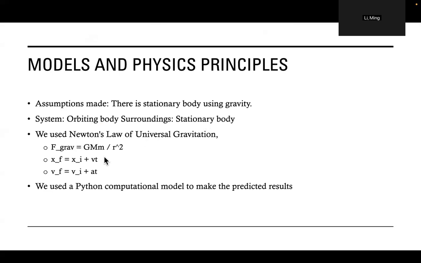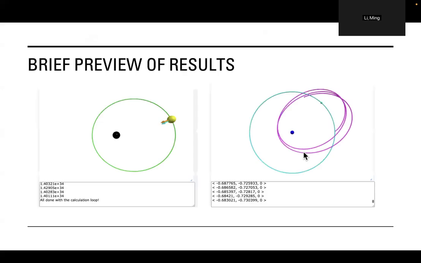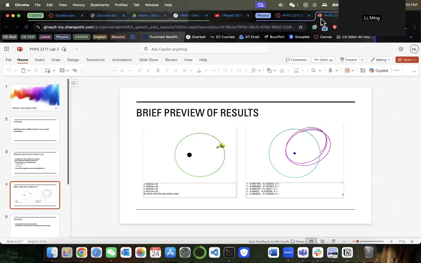We used Newton's law of universal gravitation for this one, F grav equals mg or G m1 m2 divided by r squared, and we used the position and velocity update functions to update position and velocity to model it. We used Python as a computational model and to predict the results. Here's a brief overview of what happened. Time to show you the code.